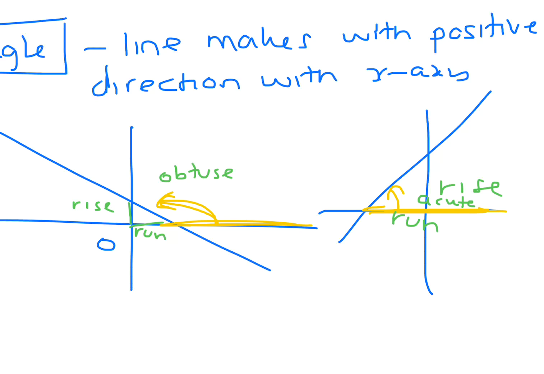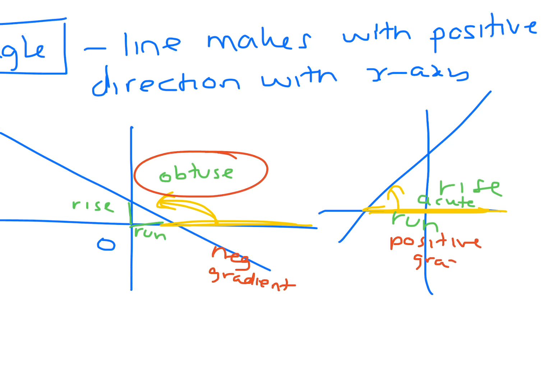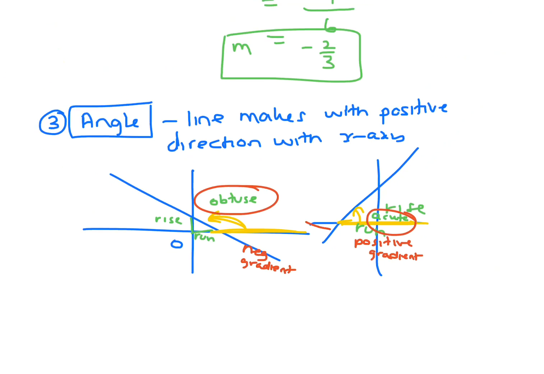The other thing to notice is that this one here has a negative gradient. So the negative gradient appears to be with the obtuse angle. And this one here has a positive gradient. So the positive gradient is with the acute angle.